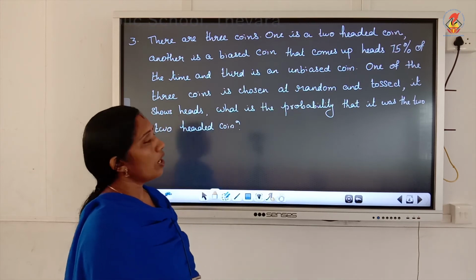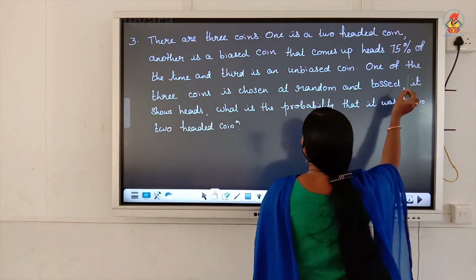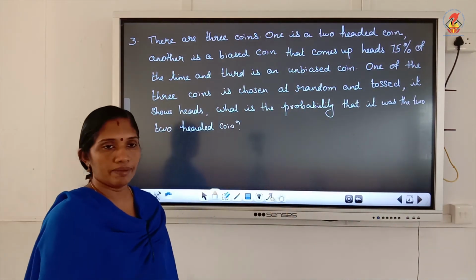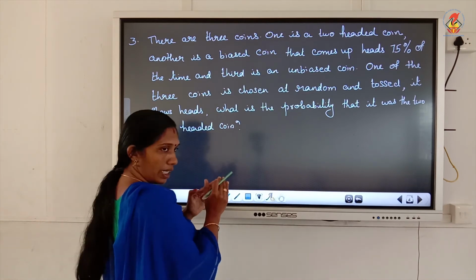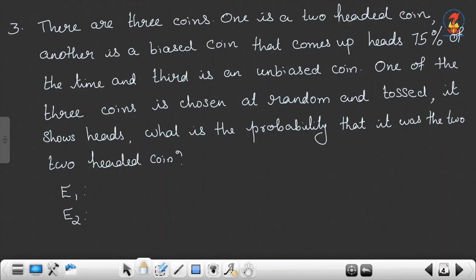Okay. So how do we define events here? Look here, one of the 3 coins is chosen. So there are 3 coins. So we can define E1, E2 and E3.